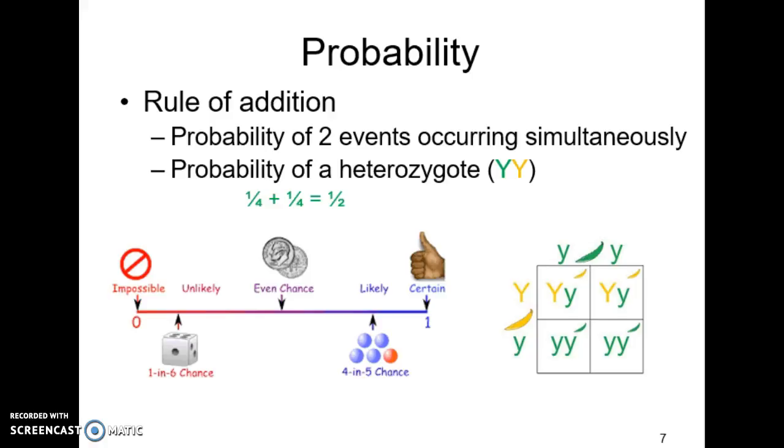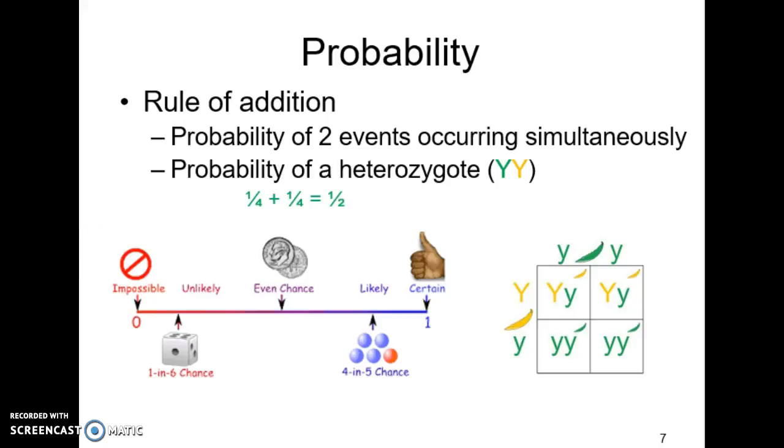So there's a thing called the rule of addition that we use when we talk about probability. And the rule of addition says that the probability of these two events occurring simultaneously. That's what we're trying to figure out, what are the odds or likelihood that these two events will occur together, that you're going to inherit a green Y and a yellow Y, or a big A and a little a, or a big B and a little b. And in order to do that, we look at the odds and then we add them together. That's why we call it the rule of addition.